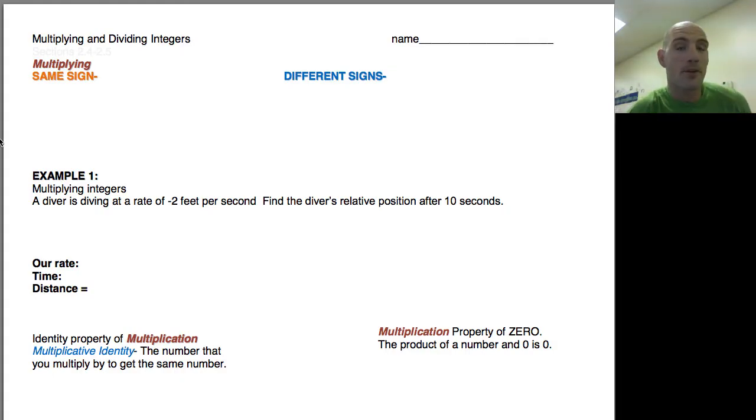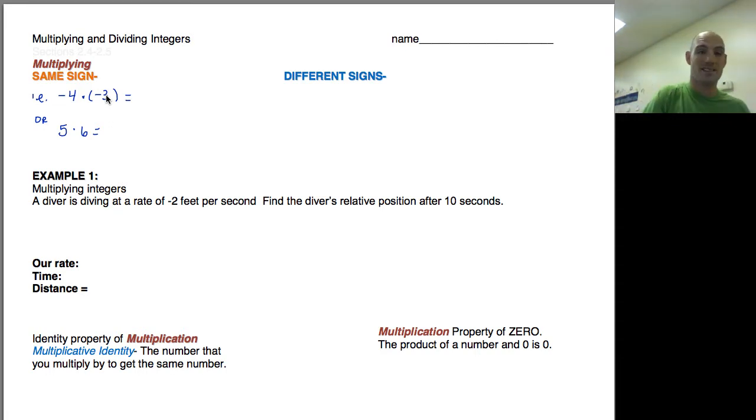Today we're going to talk about multiplying and dividing integers. And much like we've done with several other concepts, we're going to talk about how multiplying and dividing integers can be divided into two separate scenarios. The first scenario is the same sign. So this would be a case where we would have like -4 times -3, or we could have like 5 times 6. Notice, they have the same sign. Both are negative or both are positive.